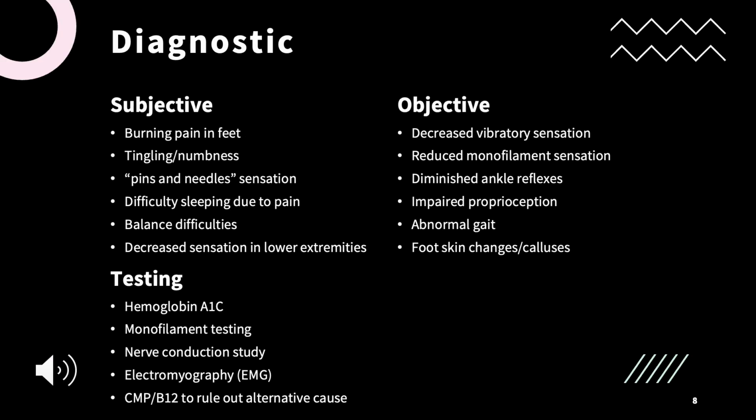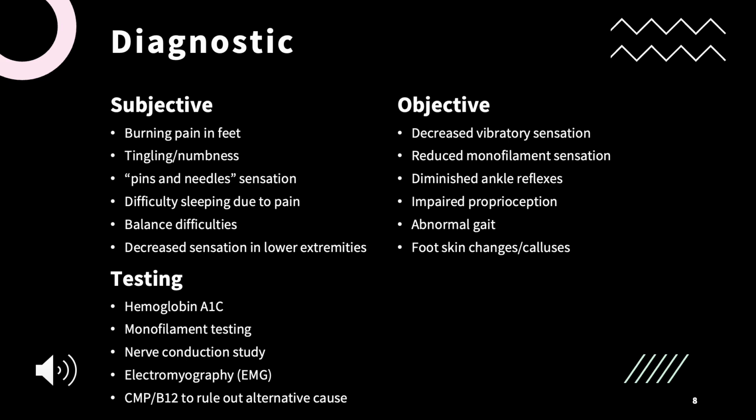Diagnosis of diabetic neuropathy includes both subjective symptoms and objective findings. Subjectively, patients may report burning pain, tingling, numbness, pins and needles sensations, difficulty sleeping, and balance problems. Objective findings commonly include decreased sensation on monofilament testing, reduced vibratory sensation, diminished reflexes, impaired proprioception, and gait abnormalities.